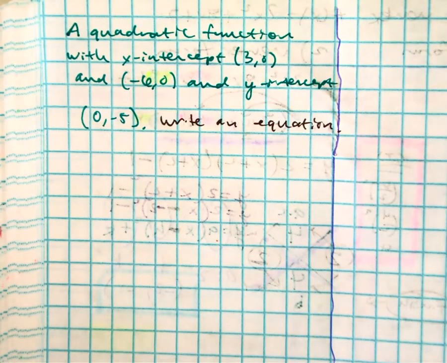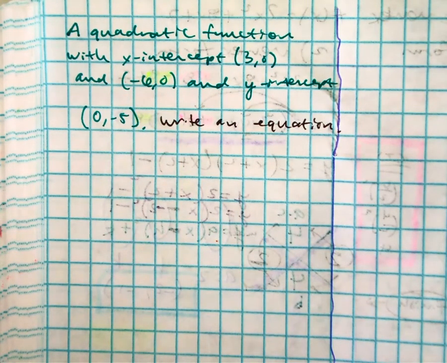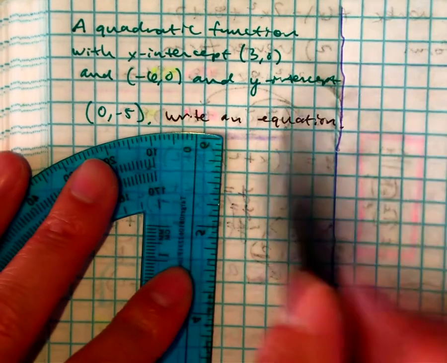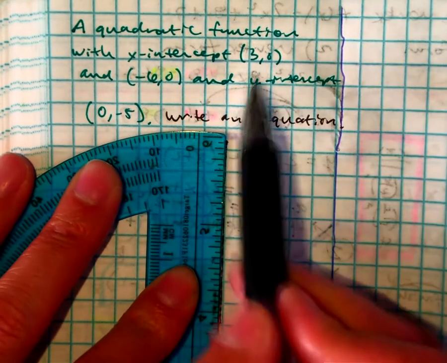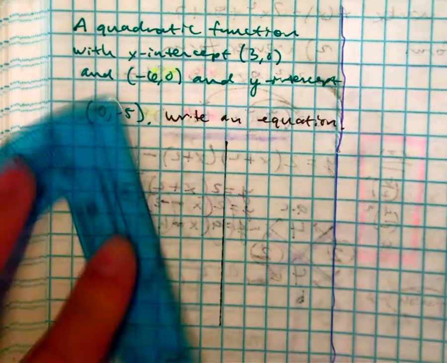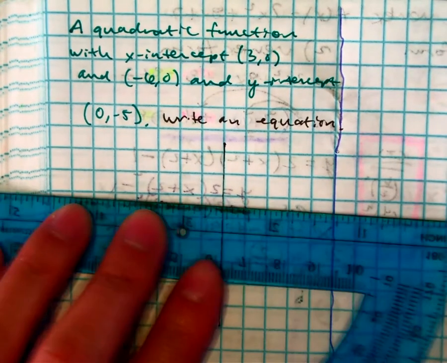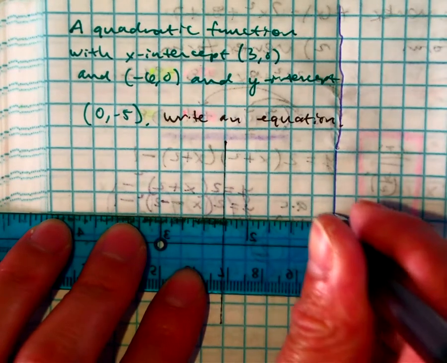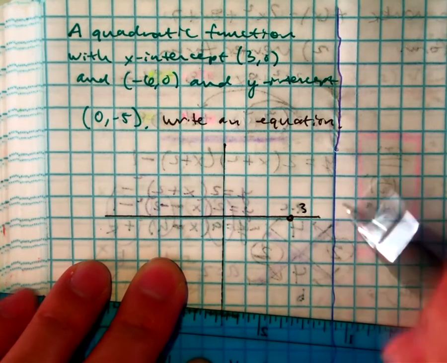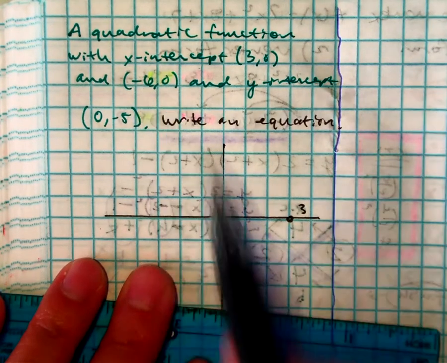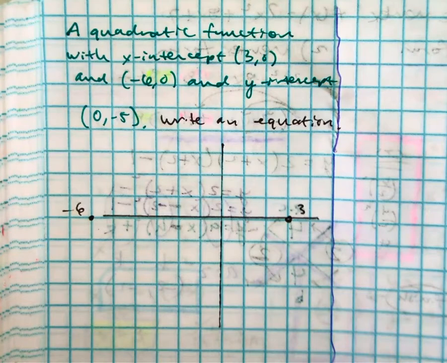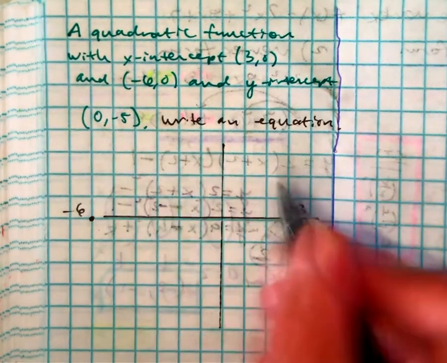Let's go ahead and give ourselves a visual. Let's graph this. I'm predicting less on the right side for 3. I need more space on the left side because it has -6. So we have (3, 0), (-6, 0), and (0, -5).